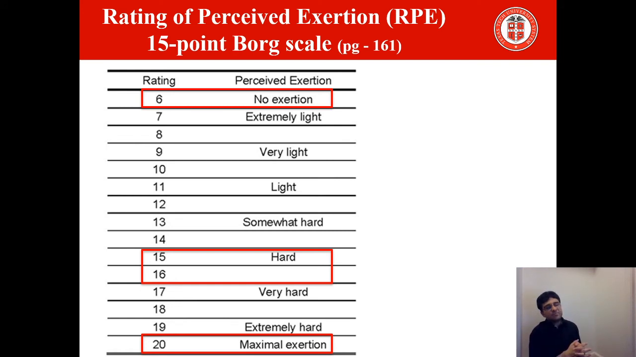He can say, I'm feeling 6. It's just like a piece of cake. He's doing exercise and he feels that he's doing nothing. If it's 15 to 16, it means he is working hard. And 20 is the maximum amount of work that person can ever do. He just can't be pushed beyond that limit. So the person can perceive how hard or how difficult he's exercising based on this 15-point Borg scale.